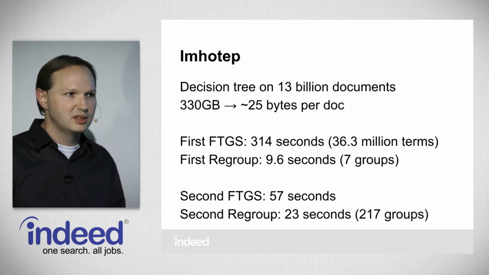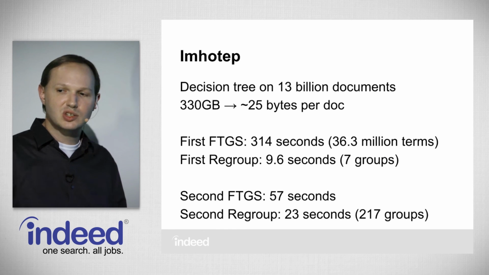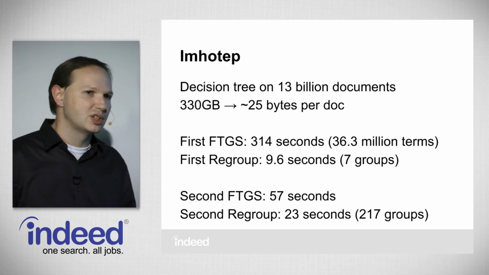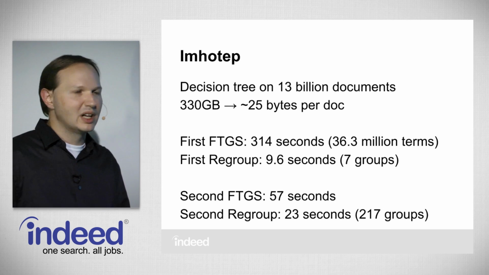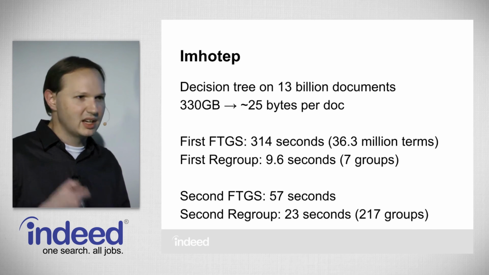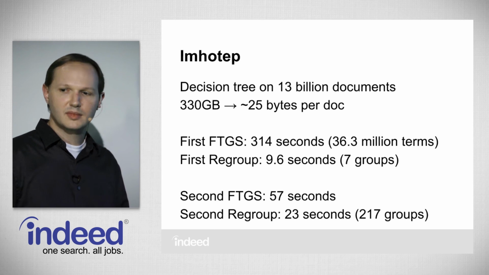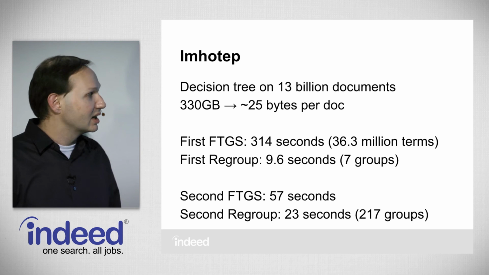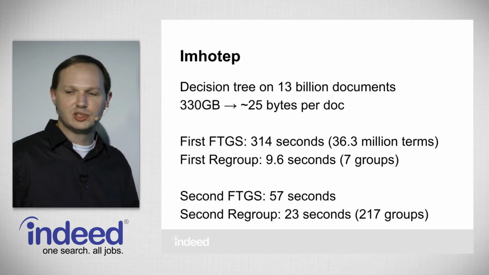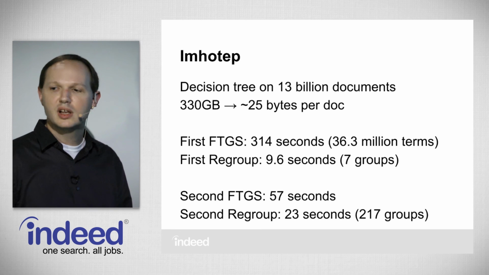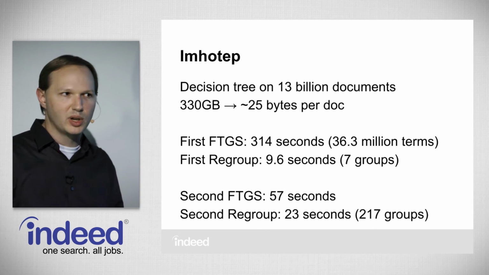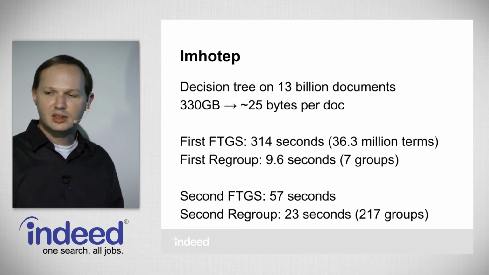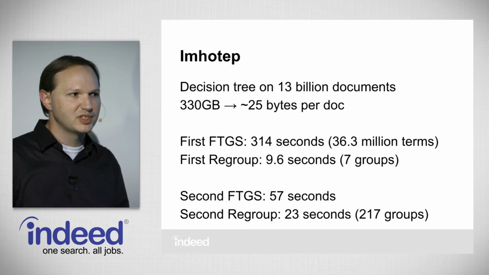And then the second iteration on that data, 57 seconds, so that's quite a bit faster than in the first iteration. The first iteration was loading a lot of that information into RAM, into the disk cache on those machines, and now the second iteration is much faster. And that data is just hot in RAM. And we push that regroup operation down, takes 23 seconds, and we have a total of 217 groups after 2 iterations on this data. As you can imagine, the number of groups grows very, very quickly. I think we usually hit up to 1 million groups simultaneously.